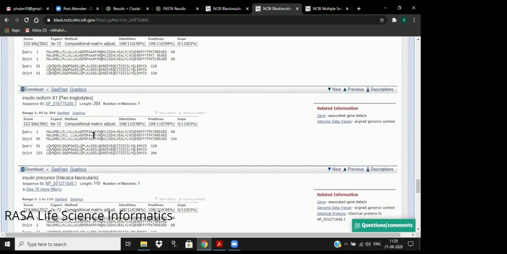So you see there is a plus sign. This plus sign is a symbol for similarity. Identity is represented by alphabet. Similarity is represented by plus sign.